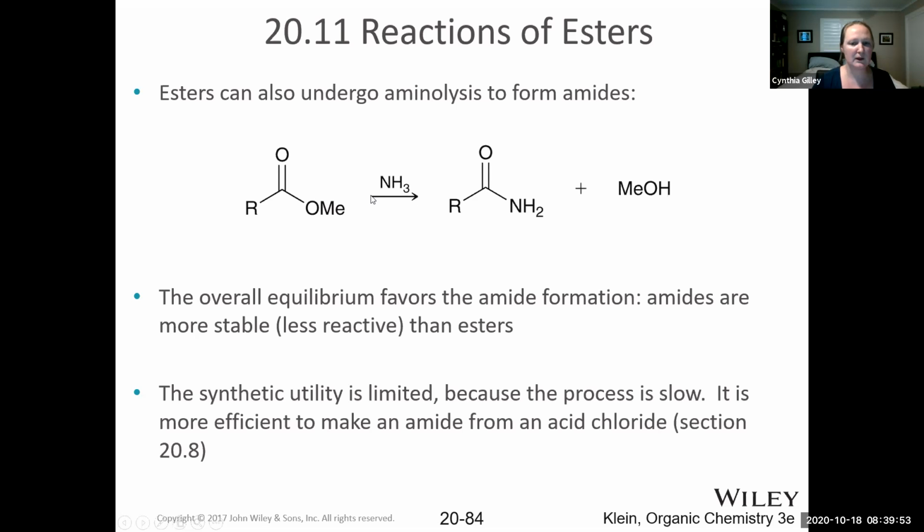This is a weaker nucleophile. So it's going to have a pretty high activation energy to react. So the process is pretty slow, making the synthetic utility of this reaction pretty limited. If you want to synthesize an amide, it makes much more sense to synthesize it from an acid chloride instead of from an ester, which we saw in a previous section of the chapter.